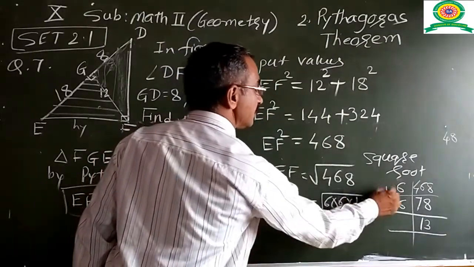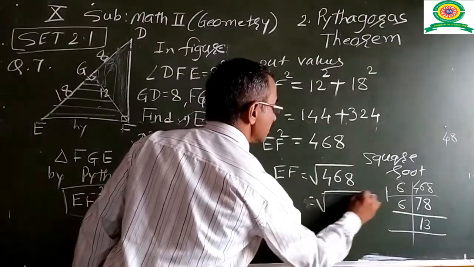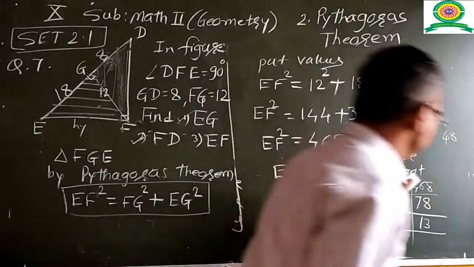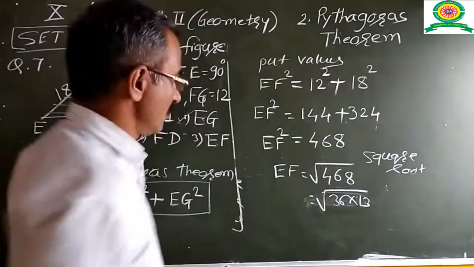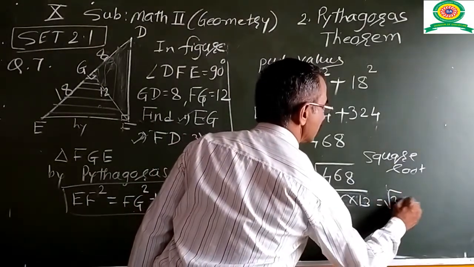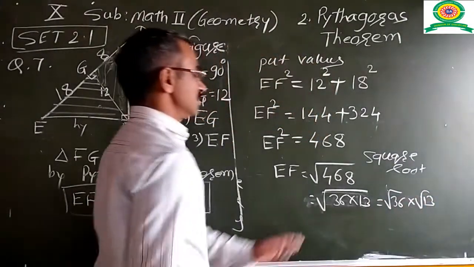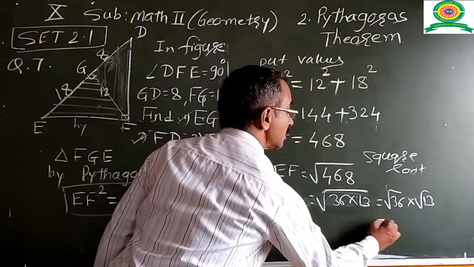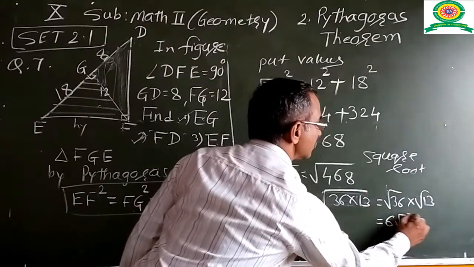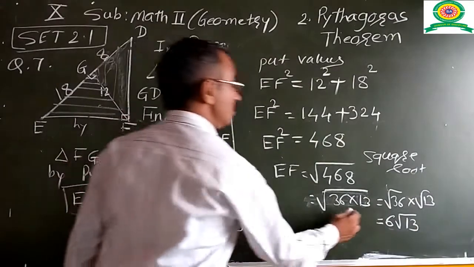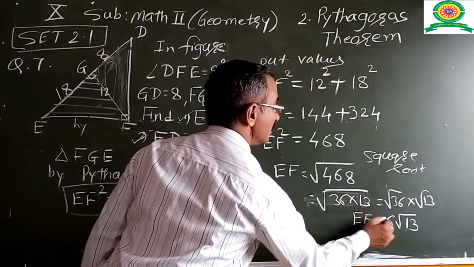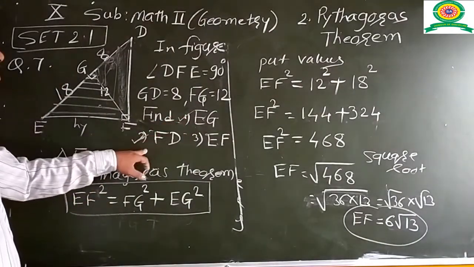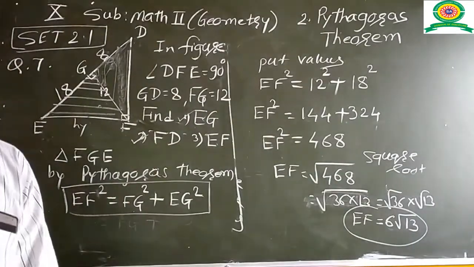Directly we are writing 6 into 6 is 36 into 13. So we are writing 36 into 13 like this. We are giving the square root to both figures. Then square root of 36 is a complete square, 6, and 13 does not have a square root. So we get the value of EF is equal to 6 root 13. So we get the three values EG, FD and EF by using the Pythagoras properties.